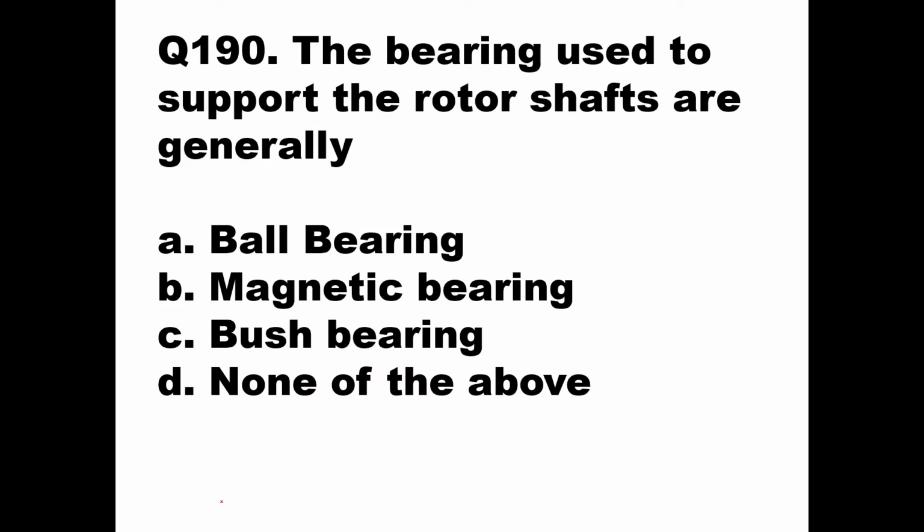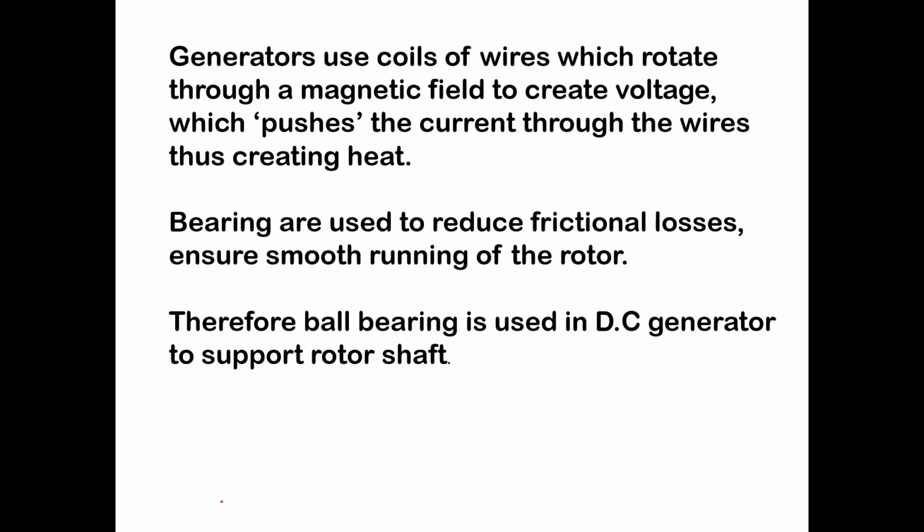Question number 190. The bearings used to support the rotor shafts are generally what? Okay. These bearings should not have friction. They should not produce heat. They should not produce loss. So that means option A, ball bearing, will be the answer. The bearings used to support the rotor shaft, which is going to rotate, are generally ball bearings. So option A. Here we can see the reasoning.